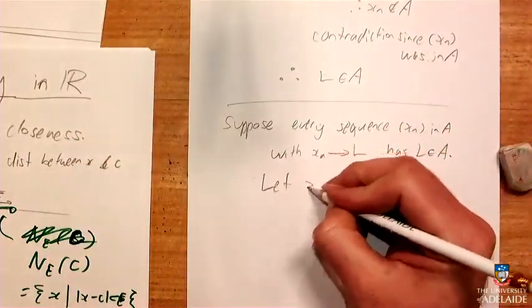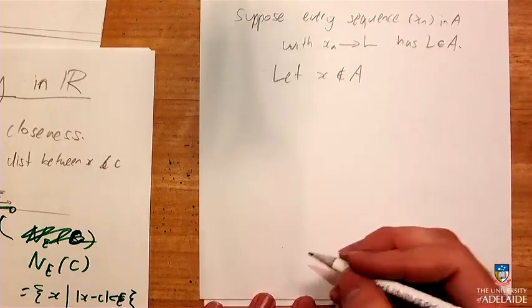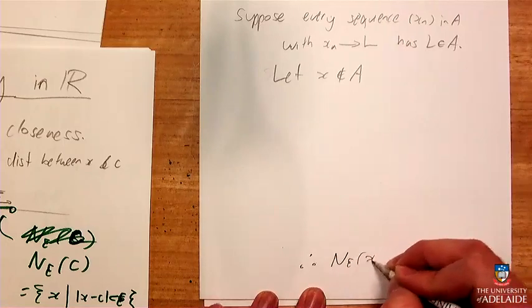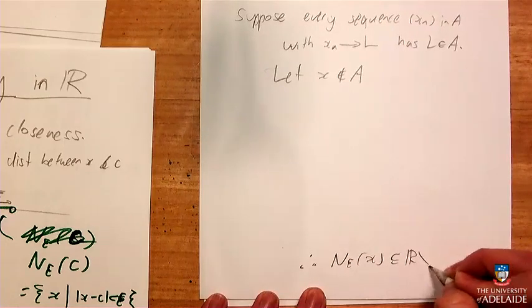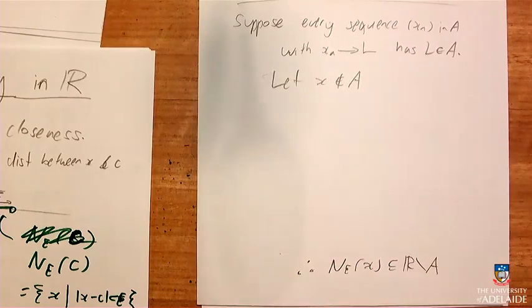Let x be not in A, and then I'm going to do something, and hopefully I've got enough space, and say therefore it's contained in R without A. So I'm going to have to tell the reader what epsilon is. This one seems a bit trickier. I can't make a sequence converge to x because x isn't in A.